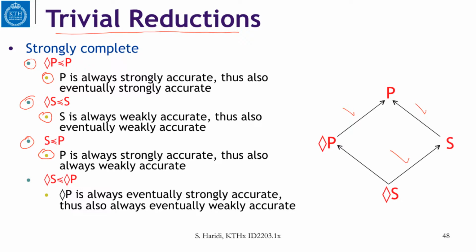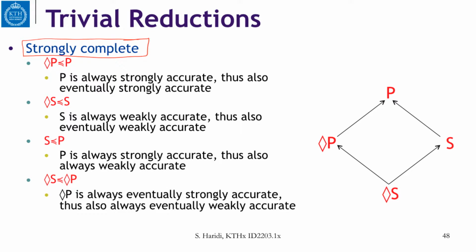And then, in the same way, the eventual counterparts are the same. So diamond S is reducible to diamond P. Diamond P is always eventually strongly accurate, thus it is also eventually weakly accurate. So these were the failure detectors with strong completeness.